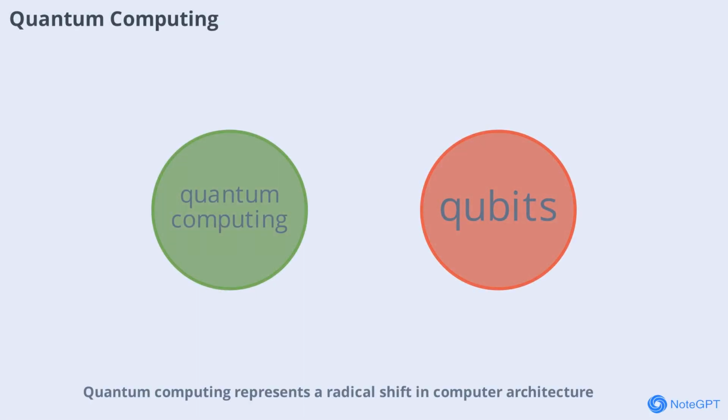Quantum computing represents a radical shift in computer architecture. Instead of traditional bits, quantum computers use qubits, which can represent multiple states at once. This allows them to solve certain problems much faster than classical computers. While still experimental, quantum computing has the potential to revolutionize fields like cryptography, optimization, and simulation.